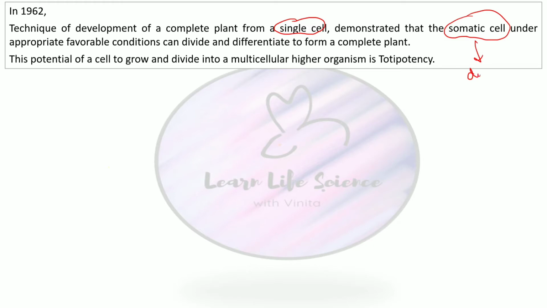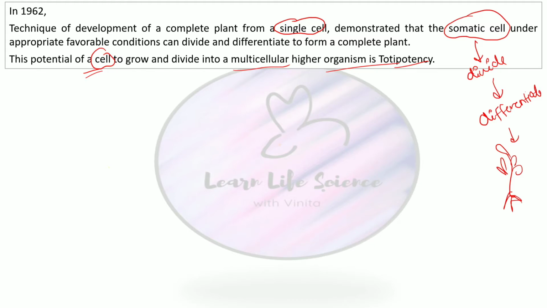can divide, and after division it can differentiate as well, and after differentiation it can form the entire plantlet with root as well as shoot and every part of the plant. Okay, so now here you can see that this potential of a single cell to grow and to divide into a multicellular higher organism is termed as totipotency.